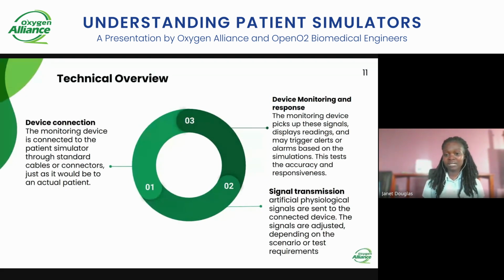And then the monitoring device will start picking these signals and it will display the readings. And it may even trigger some alerts on your monitoring device, because let's say the body temperature that you set was at 26 degrees Celsius, and you know that the body temperature of a patient is supposed to be around 36.7 degrees Celsius. It is supposed to give you an alarm that the condition that the patient is in is not okay. And this will actually help us test the accuracy and the responsiveness of the device itself, as well as the simulator, if it's able to adjust to those conditions.